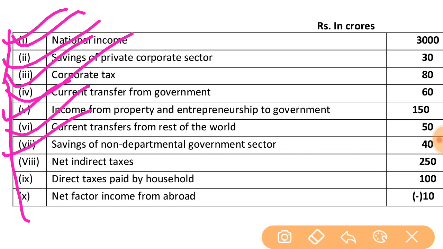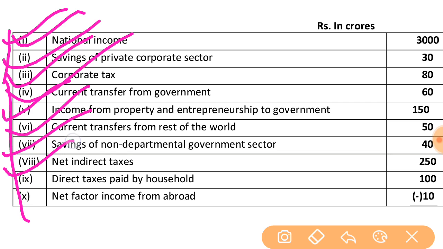Next point given is saving of non-departmental government sector. Non-departmental government sector means which is not under the government. So what is it? Manufacturing of iron and steel, educational institutions which are not under the government. Whatever saving comes from there is given here.